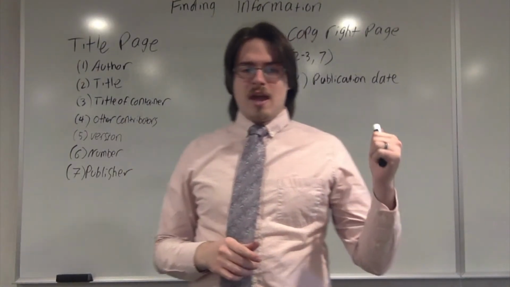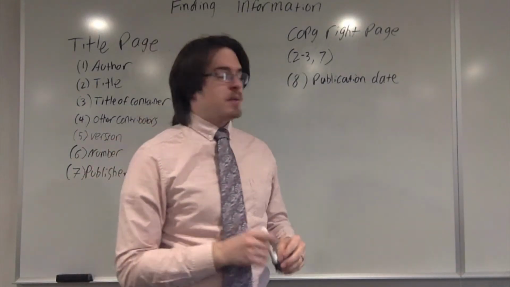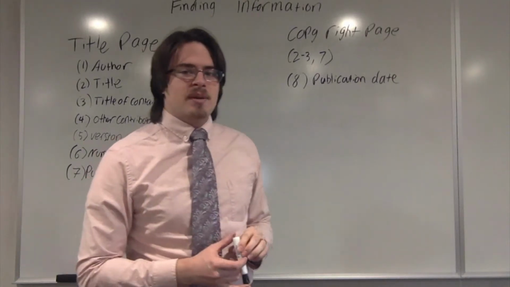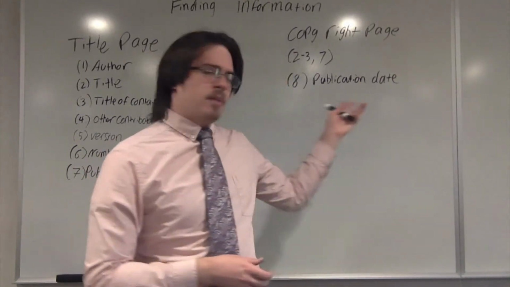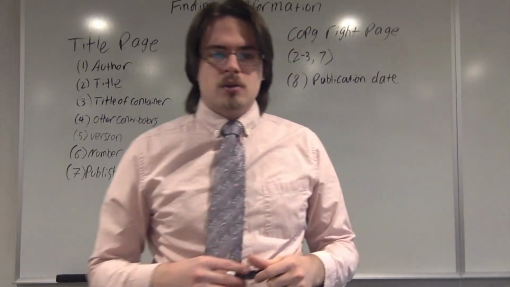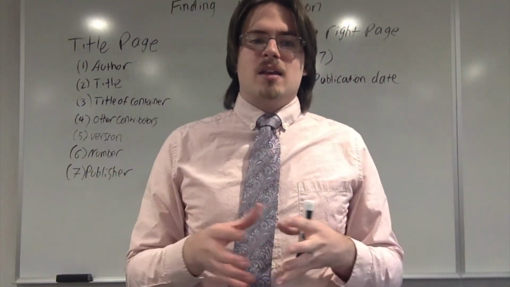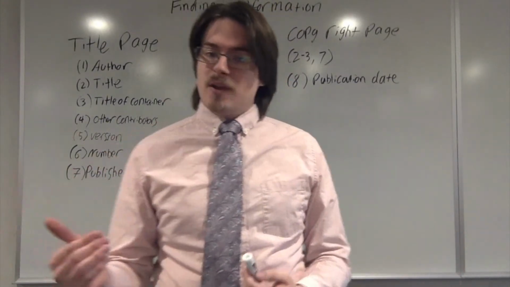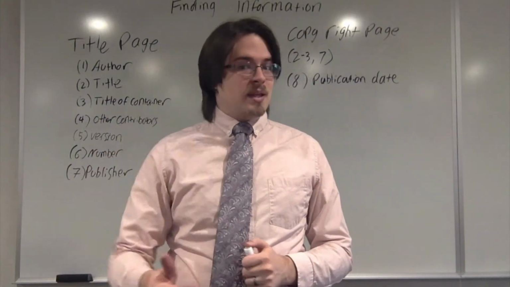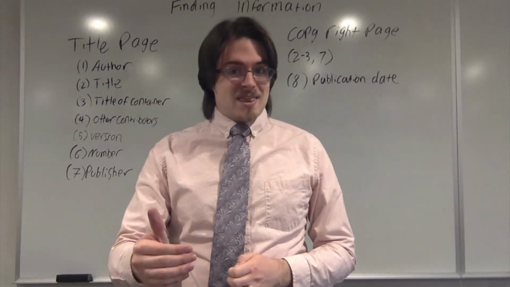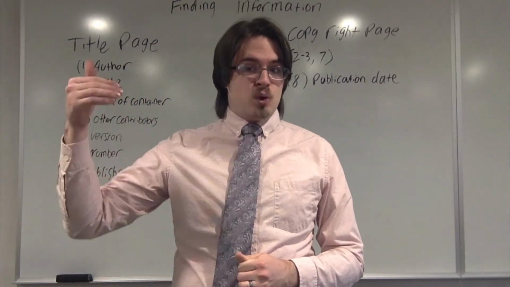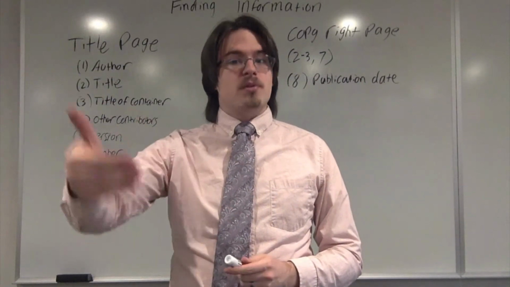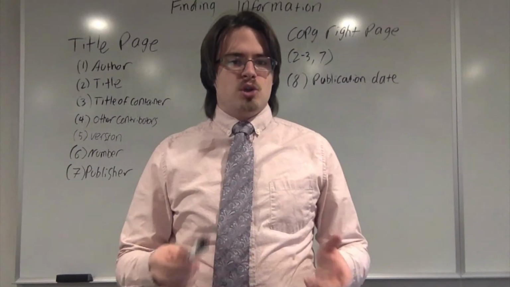However, there's also usually a copyright page, which will usually include elements 2, 3, and 7, but also, this is where you'll find element number 8, right? The publication date. Note, not all works indicate clearly the difference between the publication date and the copyright date. If you can find the publication date, it is preferred to cite that one unless it's referring back to an older edition, in which case you should cite the most appropriate copyright date for the version or the edition which you are using.